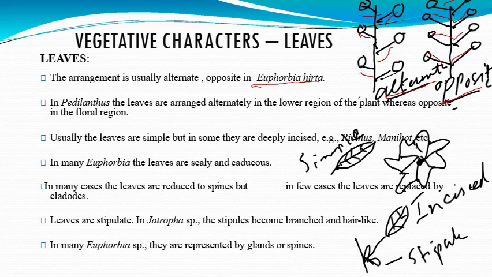Sometimes in Pedilanthus, the leaves are arranged alternately in the lower region of the plant, whereas opposite in the floral region or upper part of the plant. So simply, majorly, the Euphorbiaceae family possesses alternate arrangement of leaf.